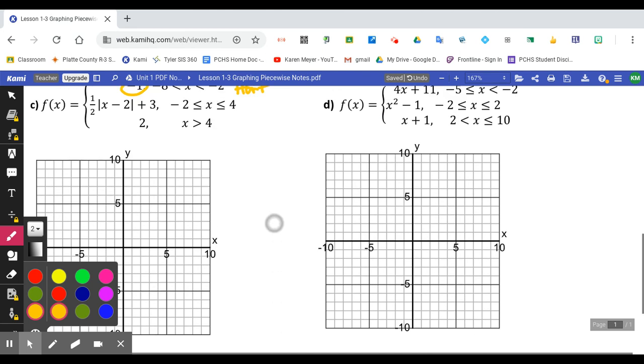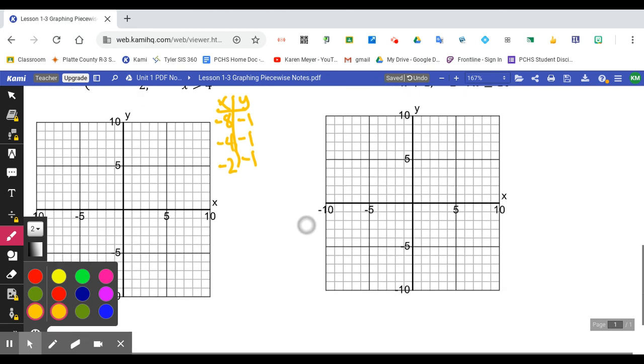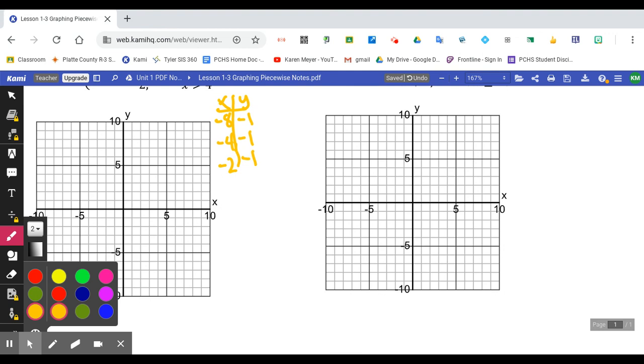So we're going to have the t-table from negative 8. Pick anything in between that. So I'm going to go with negative 4 and then negative 2. And all of those numbers are going to have a y value of negative 1 because it's a horizontal. And both the starting and the stopping dot are going to be open. So negative 8, negative 1, open circle.